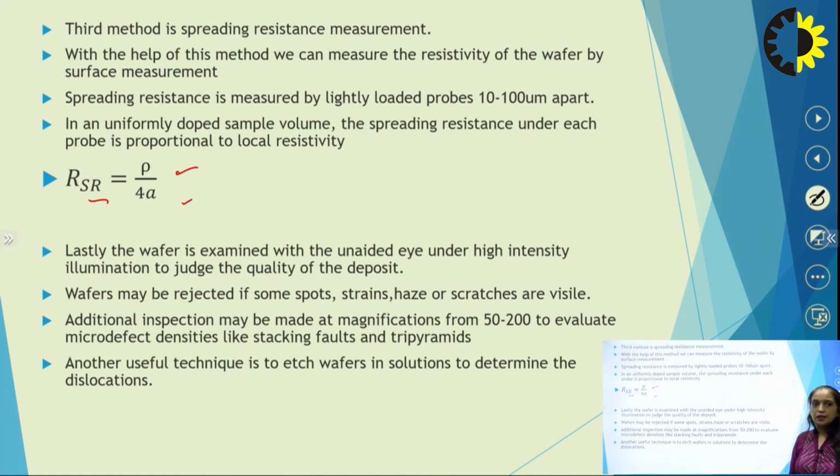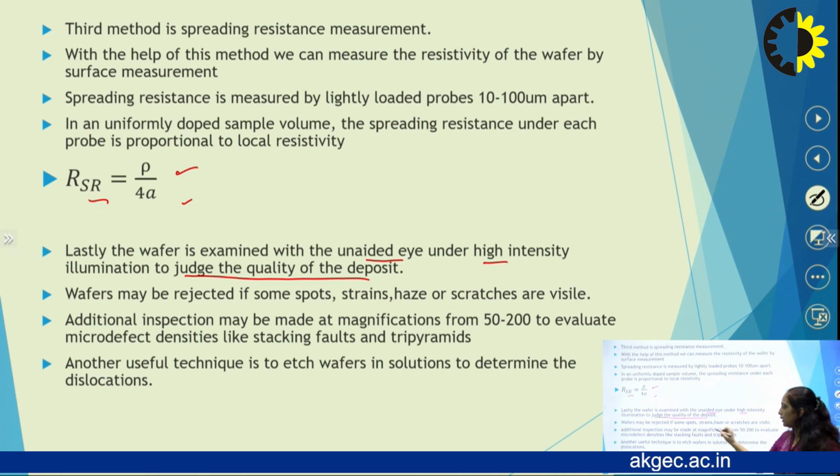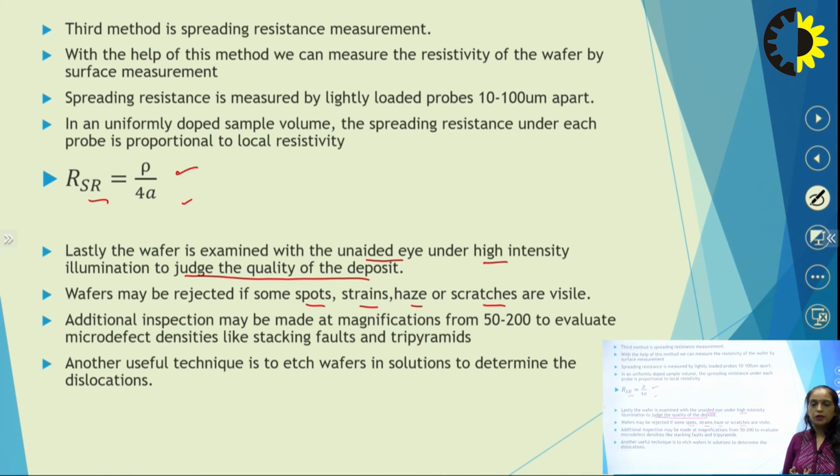Lastly, the wafer is examined with the unaided eye. We can examine the wafer with the unaided eye under high intensity light to judge the quality of the epitaxial layer. We can reject the wafer if we find spots, stains, haze or scratches which are visible to the unaided eye. So we can directly reject those wafers.